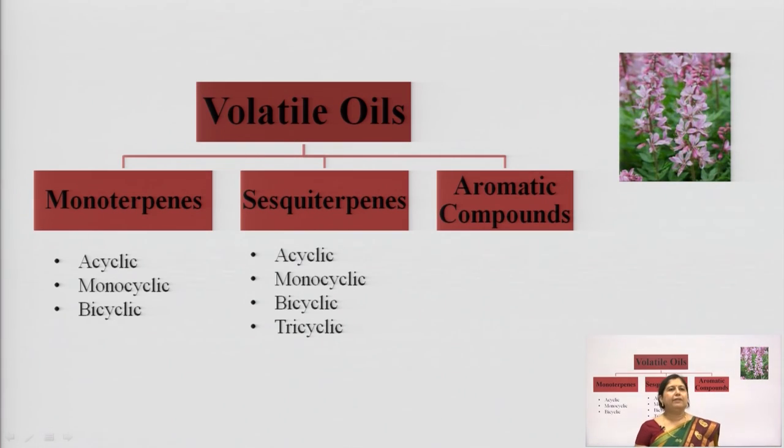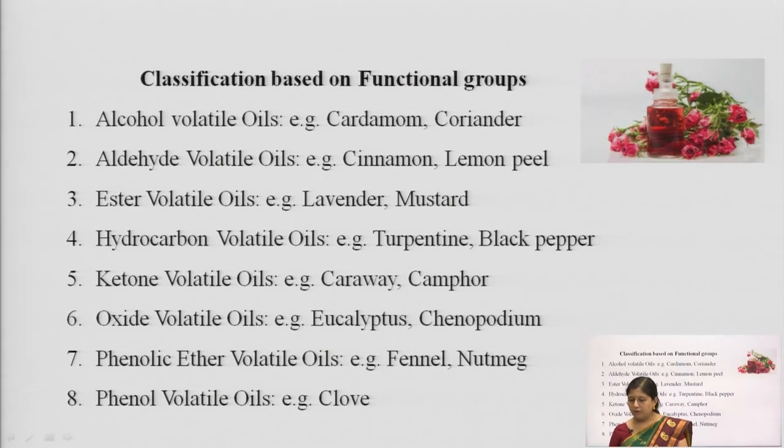So, if we talk about the monoterpenes, that is C10, they can exist either as acyclic, monocyclic or bicyclic compounds. Sesquiterpenes can again exist as acyclic, monocyclic, bicyclic and tricyclic compounds. And the third category is certain aromatic compounds, which also fall in the category of volatile oils. They can further be classified based on their functional groups: if it contains alcohol, examples are cardamom and coriander. If it contains aldehyde, examples are cinnamon and lemon peel.